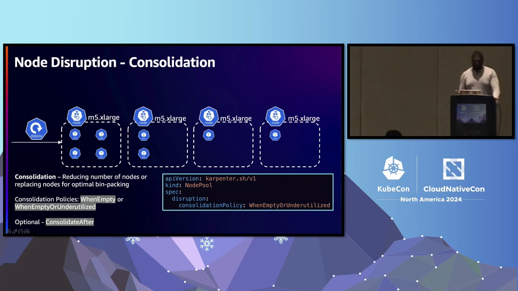OK, so we've talked a bit about disruption so far. You might be thinking, how do I actually handle this disruption? Because sometimes I might have instances where I can't handle disruption during certain hours, or maybe there's other variances within my disruption that I want to be able to control.